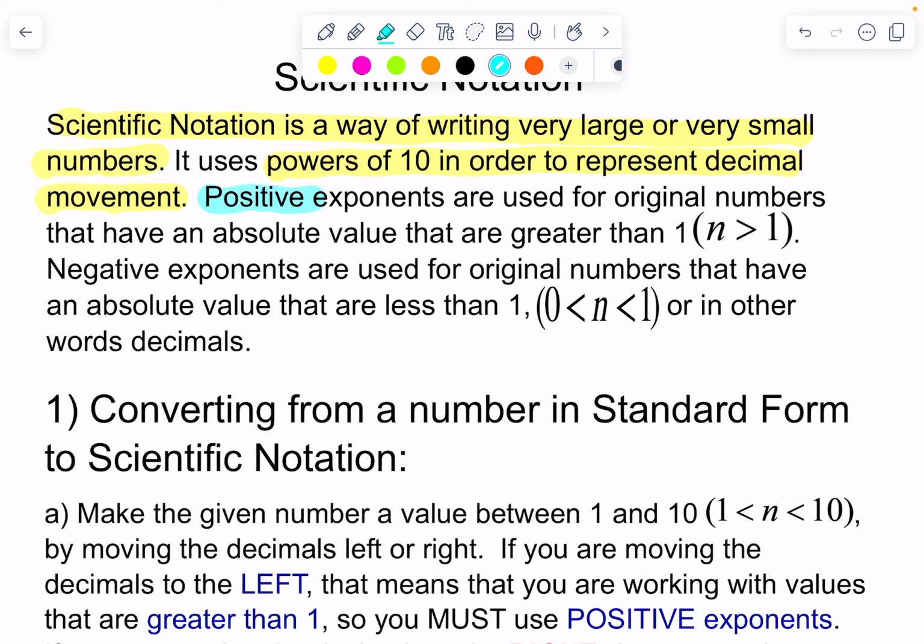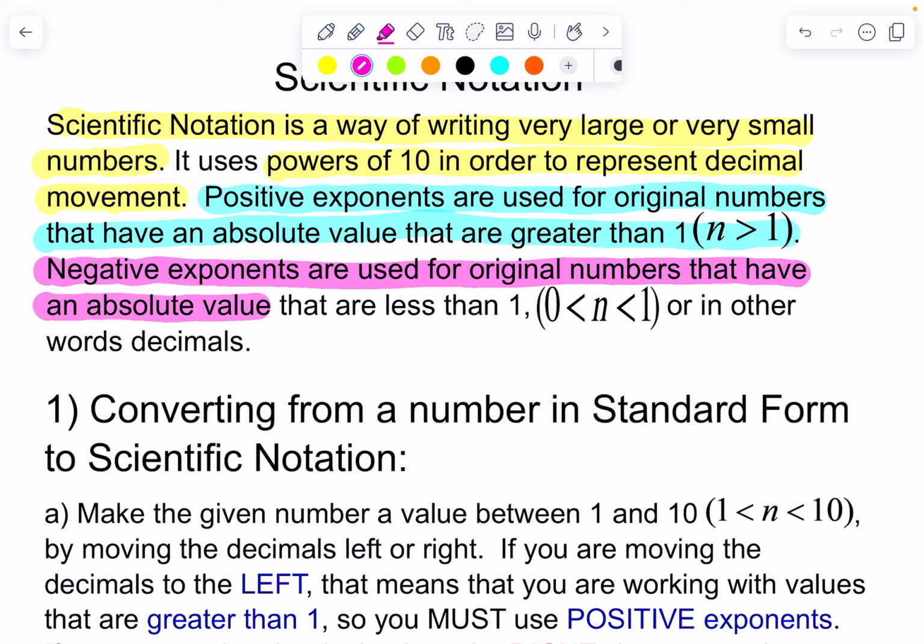Please note that positive exponents are used for original numbers that have an absolute value greater than 1. So whether it's a positive number or negative number, if the absolute value is larger than 1, then we have positive exponents in use. Please note that negative exponents are used for original numbers that have an absolute value less than 1 but greater than 0, or in other words, decimals. So decimals use negative exponents.